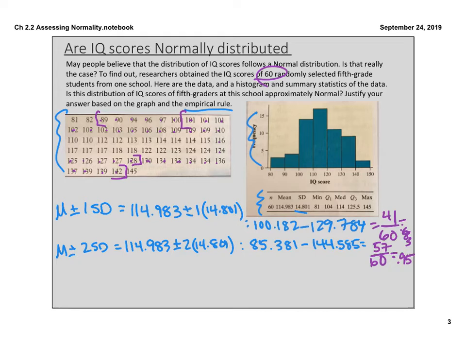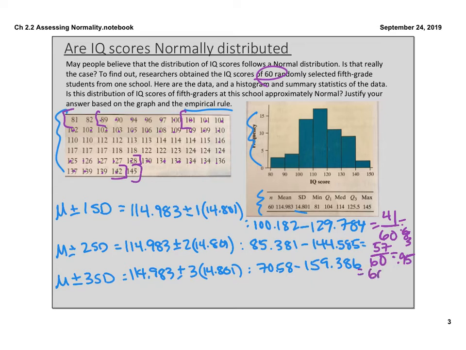And then the last one, I want to see that I get about 99.7%. So that's mu plus or minus 3 standard deviations, 114.983 plus or minus 3 standard deviations. And I get a range there of 70.58 through 159.386. So when I do that, I'm looking at the whole set. So I end up getting 60 out of 60, which is 1.0, or in other words, 100%.